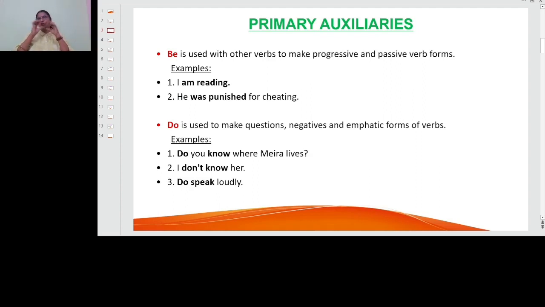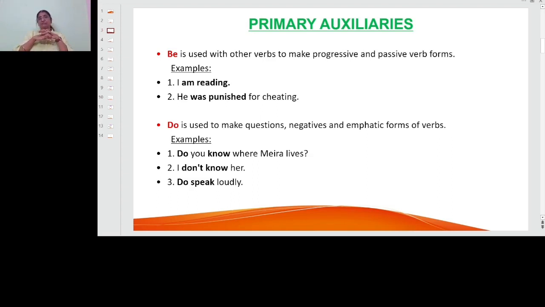And do. Do is another auxiliary verb, I said. Do is used to make questions, negative and emphatic forms of verbs. What is emphatic? You're stressing, right? Now questions. Do you know where Maria lives? And next one is negative. I don't know her.